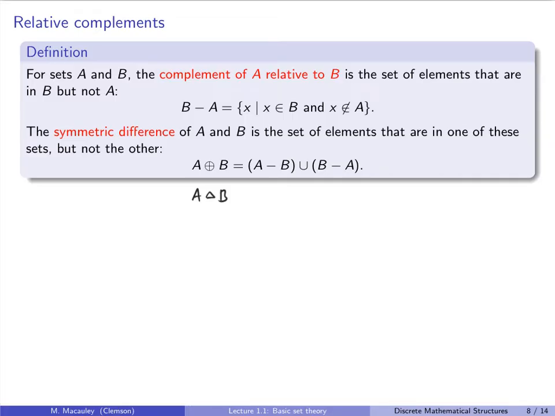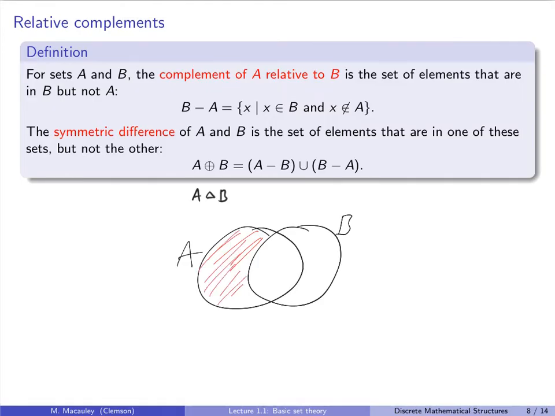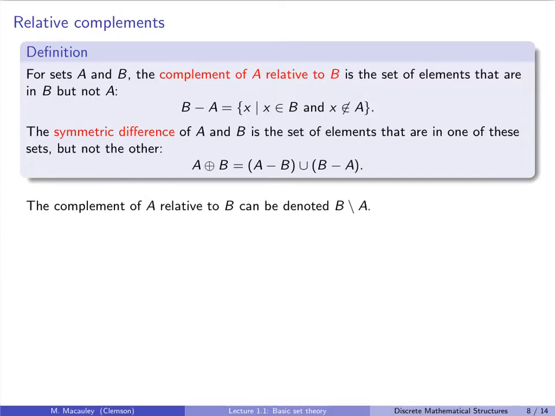And the way to visualize this, I think, is with a Venn diagram. So the symmetric difference is literally this region union that region. So it's the elements that are in one of these sets, but not both. Finally, it's worth mentioning that sometimes the complement of A relative to B can be denoted with a backslash instead of a minus. The reason for this is that some people want to use a different symbol than subtraction, because subtraction is for numbers, and this is for sets.